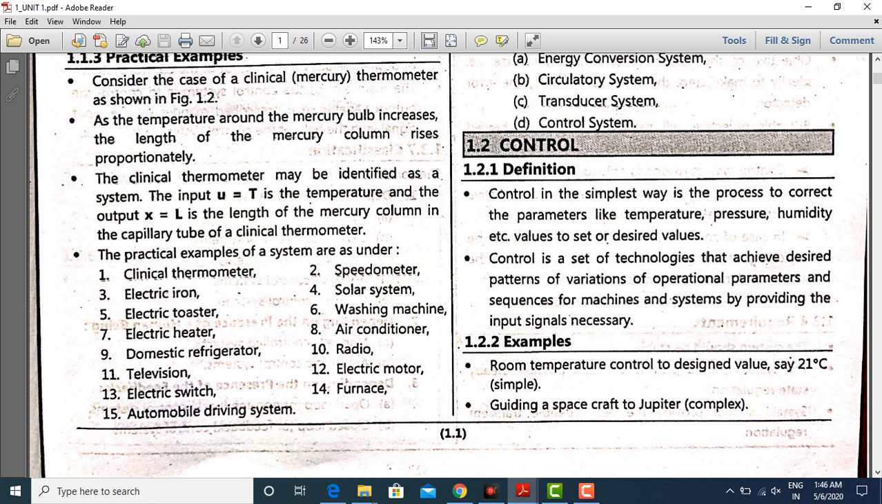Here we can see 14 different examples of the system, that is clinical thermometer, speedometer, electric iron, solar system, electric toaster, washing machine, electric heater, air conditioner, domestic refrigerator, radio, television, electric motor, electric switch, furnace, automobile driving system.